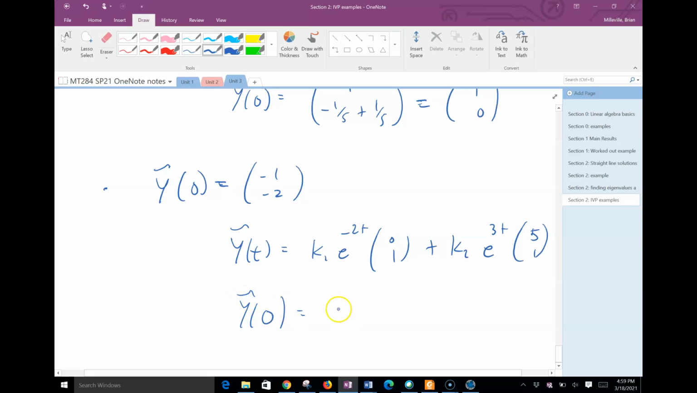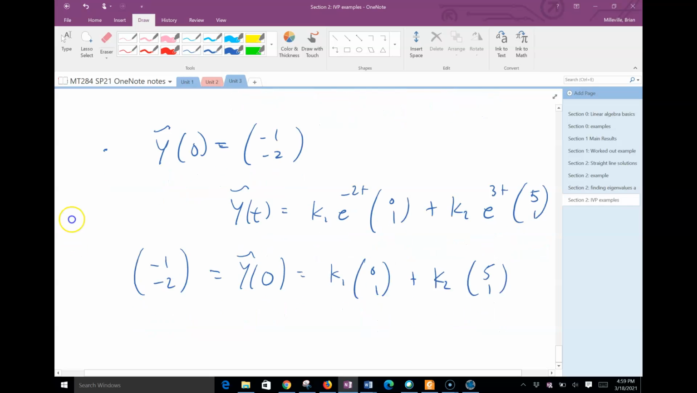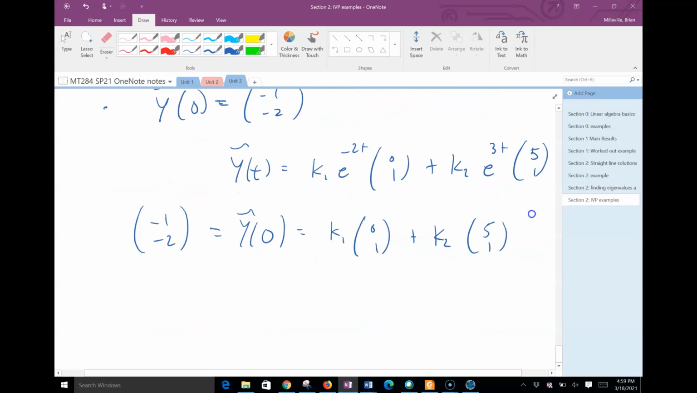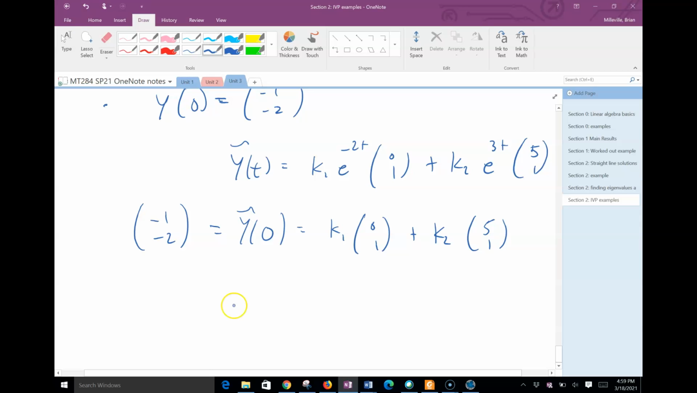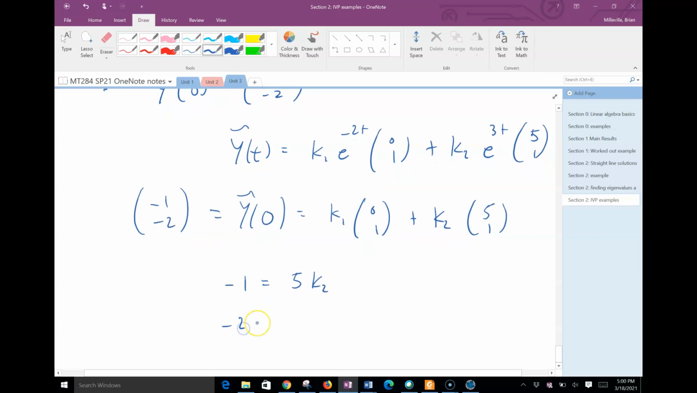Now plug in 0 to that formula, which is again going to kill off the exponentials, giving us K1 times 0, 1 plus K2 times the fixed vector 5, 1. And then we set that equal to -1, -2, that column vector. Then we simply multiply out the right-hand side, add up, and set components equal. I'm going to skip some of that algebra. The x component on the left is -1. The x component on the right will be 5K2. The y component on the left will be -2. The y component on the right will be K1 plus K2.